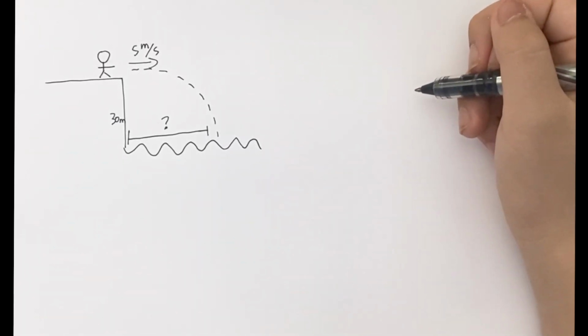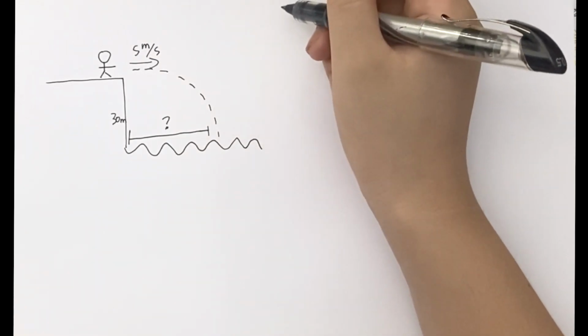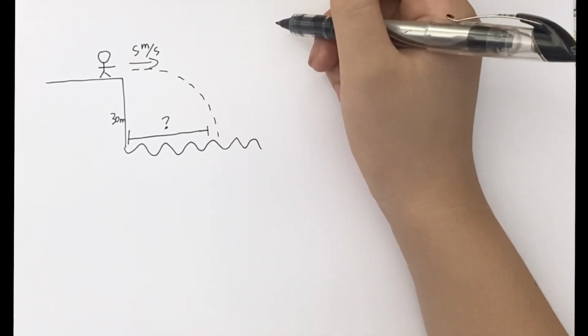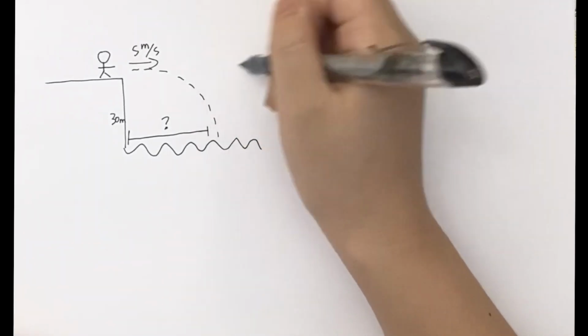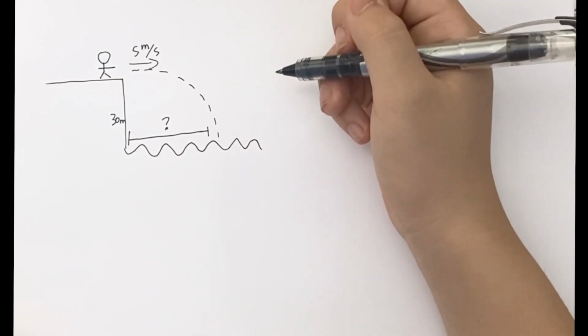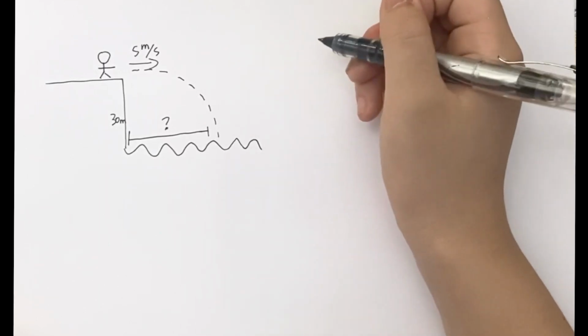Well, it means that since this person started off with 5 meters per second of horizontal velocity, and since horizontal and vertical motion don't affect each other, this person is always going to have a horizontal velocity of 5 meters per second, neglecting air resistance. So the horizontal velocity will always stay the same until the person hits the water.